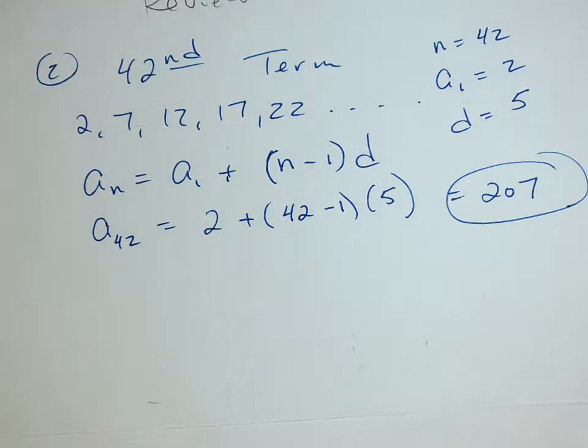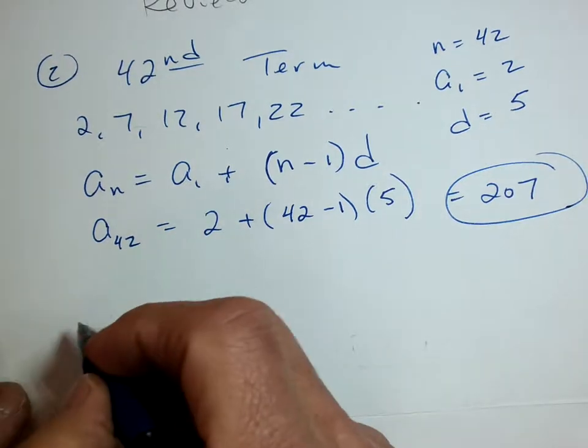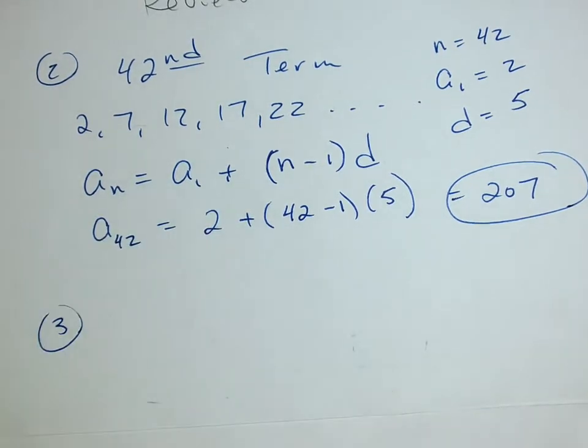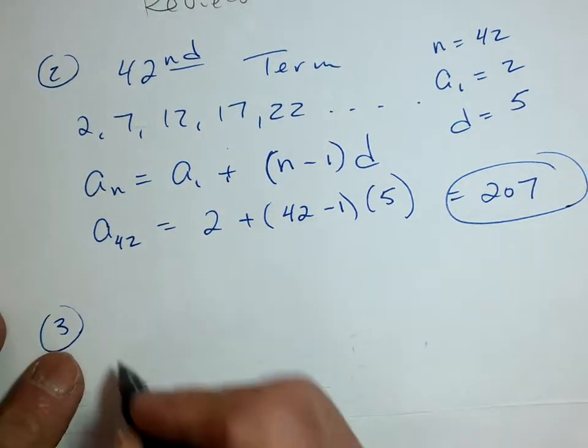How am I doing? Number 3. Am I going slowly enough? Yeah. Okay, 3. I want to make sure I go slowly enough. Okay, so now what is the sum of the first 42 terms?